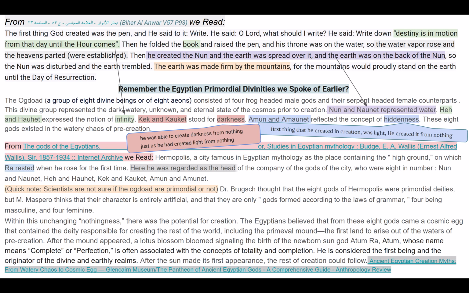Noon and Nonet represented the waters. It's the same name. It's the same name from the Muslim sources. This is the Egyptian god Noon. Okay? The Noon that you see in the Quran is the Egyptian god Noon.